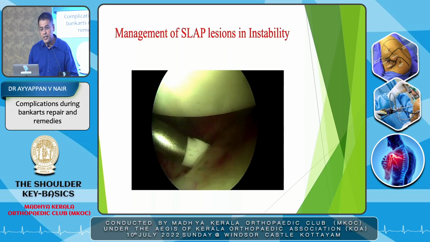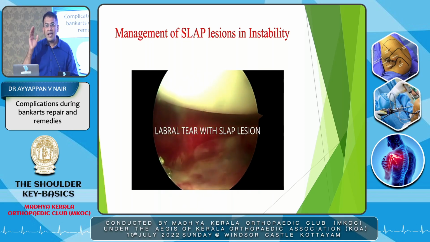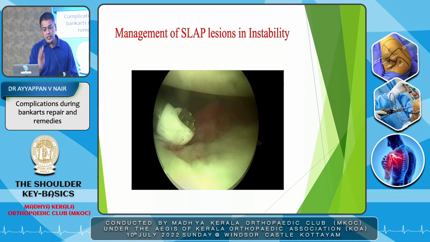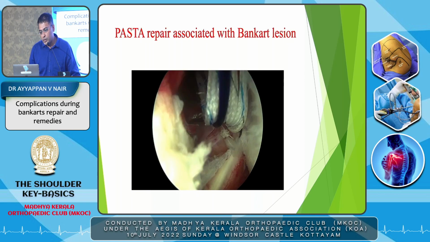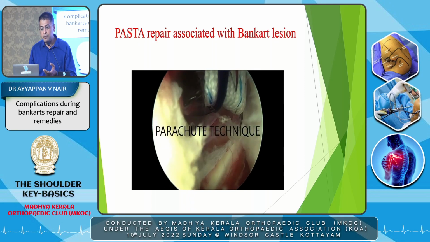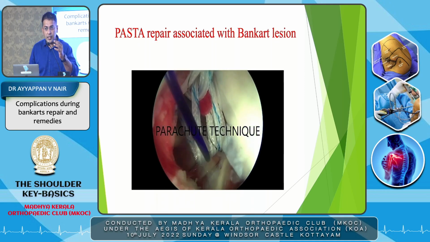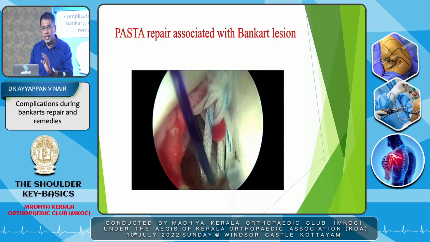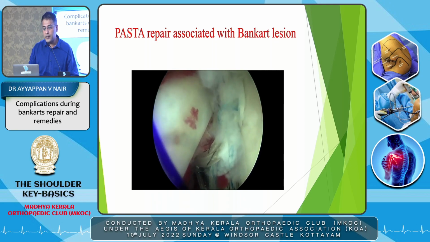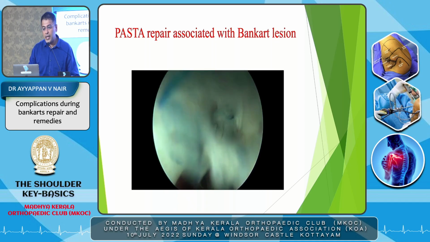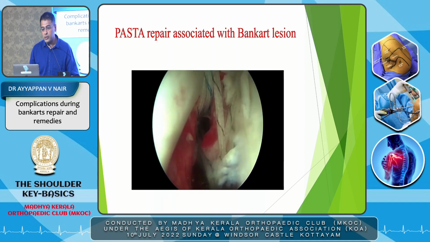And SLAP and other, I'm not going to detail about this, management of SLAP lesions in instability. So the trick is, you do the SLAP repair first through the transcuff port, and then you can do the anterior instability. There could be associated rotator cuff tears. So you finish your anterior, that is an anterior plication, Bankart repair has to be done, then you do a PASTA repair. So this is a PASTA repair, this is a partial articular surface tear. So there's a way of repairing it called PASTA bridge.